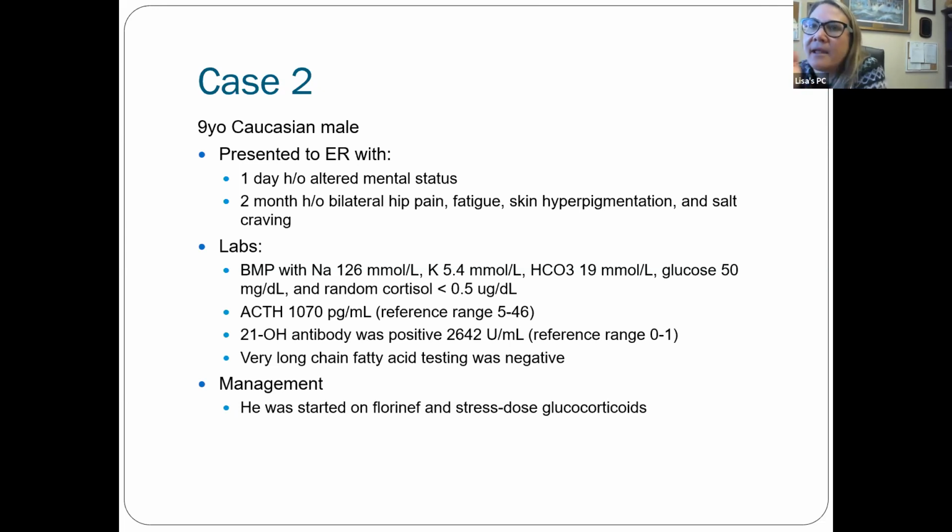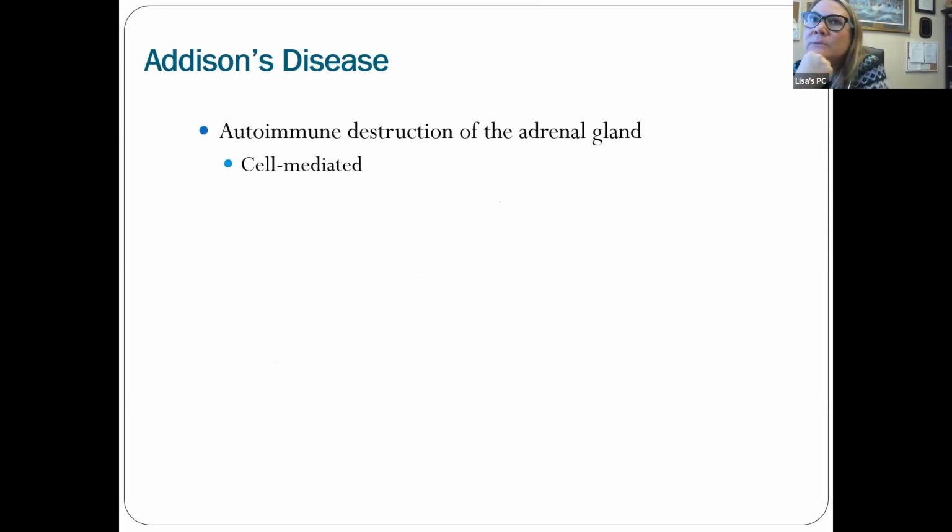So like I said, dextrose bolus, fluid bolus, steroid bolus, and then he was started on replacement. He was on Florinef and stress dose glucocorticoids initially, and then transitioned to maintenance once he was stable.